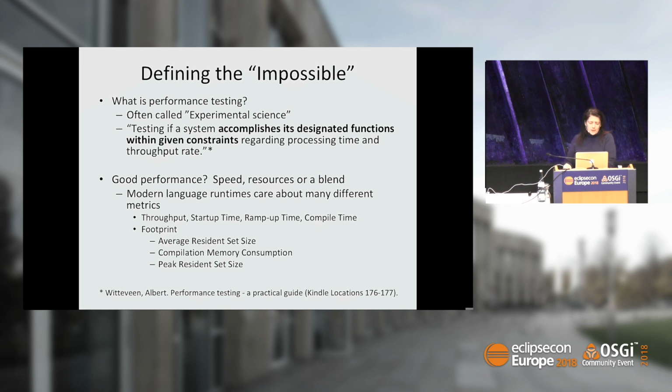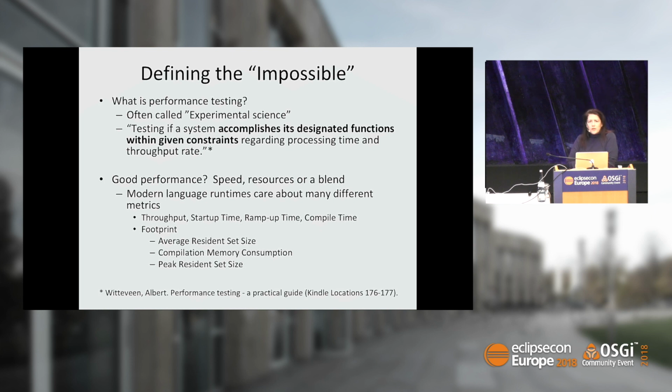Yes, you could call it an experimental science, some people have, but actually what it is is testing if a system accomplishes its designated functions within given constraints. We could be talking about processing time or throughput rate. In fact, I'm going to show a set of metrics that probably people care about, and the set of metrics that we started with to make the story simple. So it could be speed, it could be resources, it could be a blend. There's a lot of different things that different people care about.